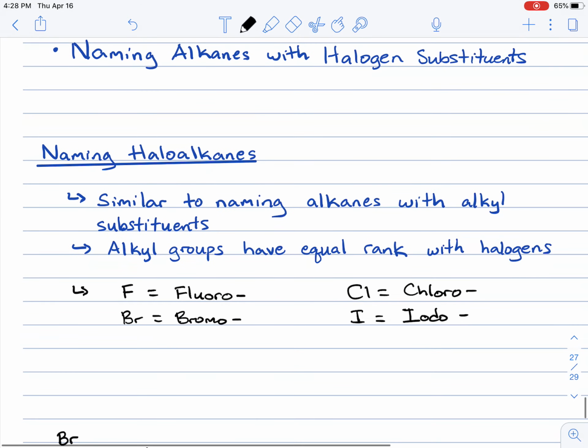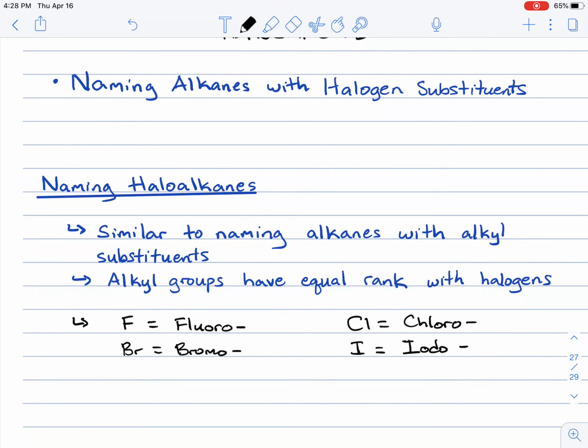So when you find that you have a halogen in your organic compound, we're going to term that a haloalkane. The word halo comes from the word halogen. So there's a halogen in our alkane parent chain. Now, when you're naming haloalkanes, it's very similar to how you name alkanes with alkyl substituents, like the methyl, the ethyl, the isopropyl, and all of that stuff.